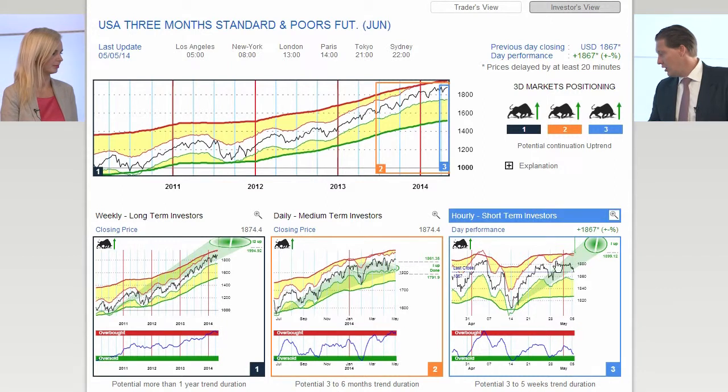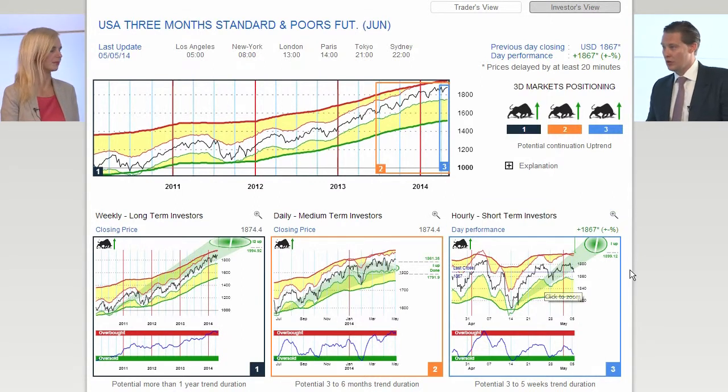And here with that trend up that I was talking about, we can see it on the hourly. It doesn't seem quite finished yet. There's a bit more to go, maybe a week or so to go.